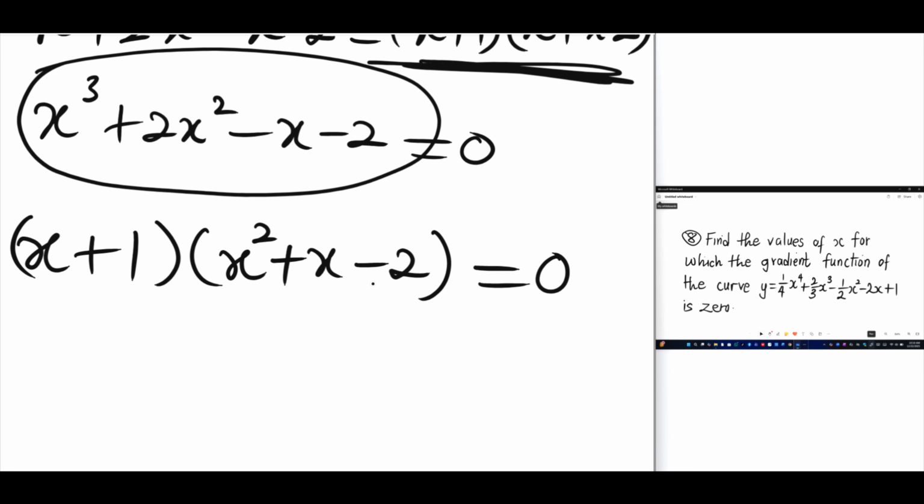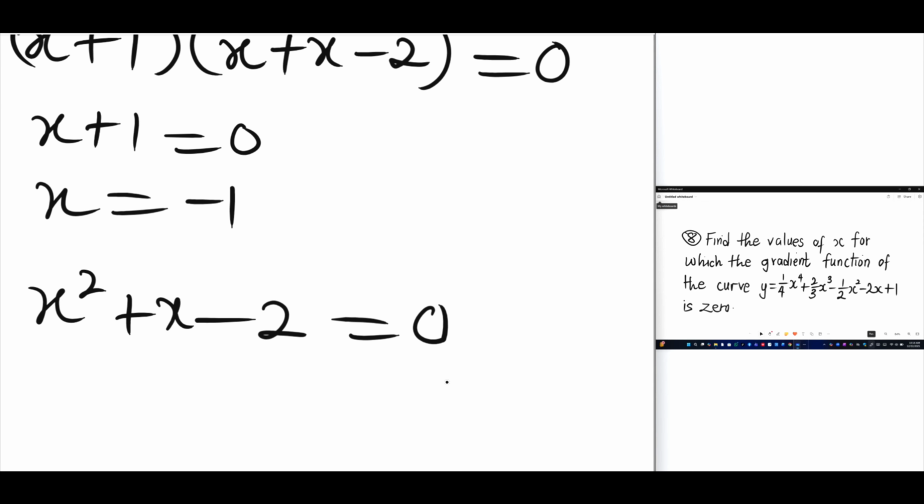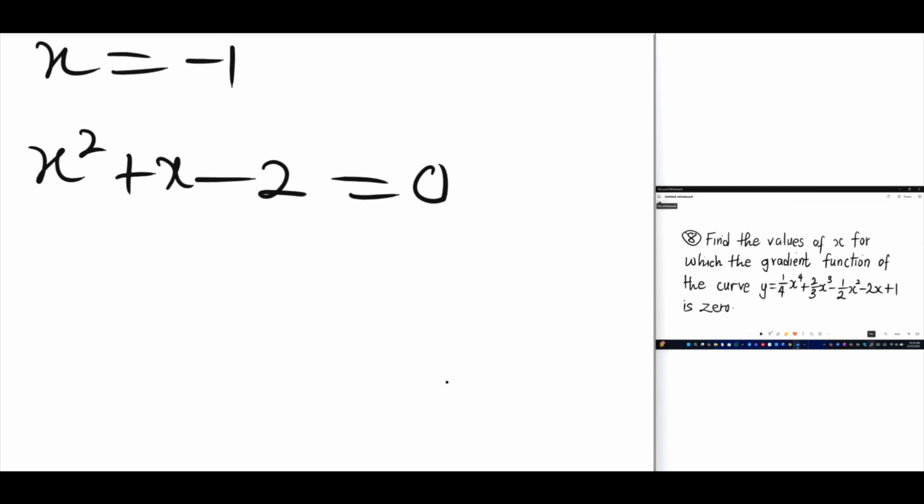All right. So here you pick each of the factors. We have the linear factor to be x plus 1 equal to 0. Then you get x to be equal to negative 1. Then when you are done, you pick the quadratic factor, which is x squared plus x minus 2 equal to 0. Right. So we need to now factorize this.